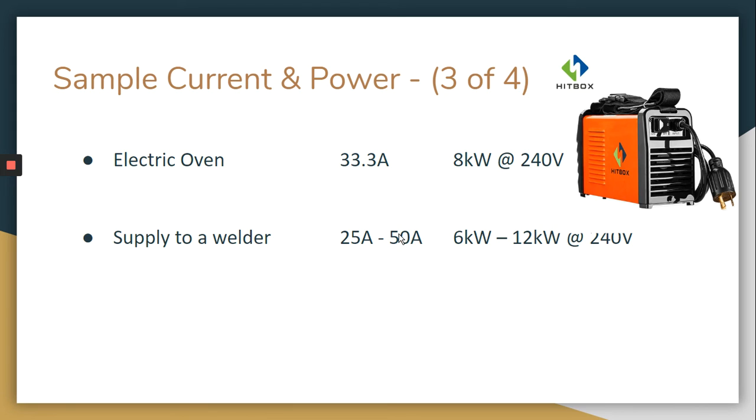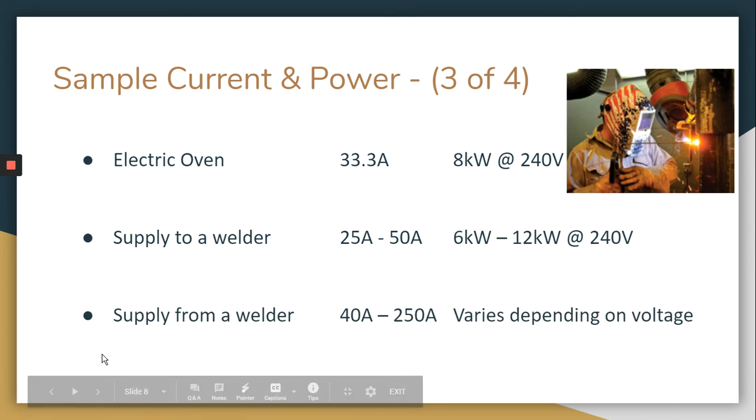And usually, if you have a welder at home, say your mom or dad has a shop, they'll actually have their own circuit breaker as well because they use so much current. Now, the supply from a welder. So the welder takes that 25 to 50 amps at 240 volts, and it lowers the voltage while increasing the current. Okay. This is how you can get very, very high amounts of current flowing to be able to melt metal.